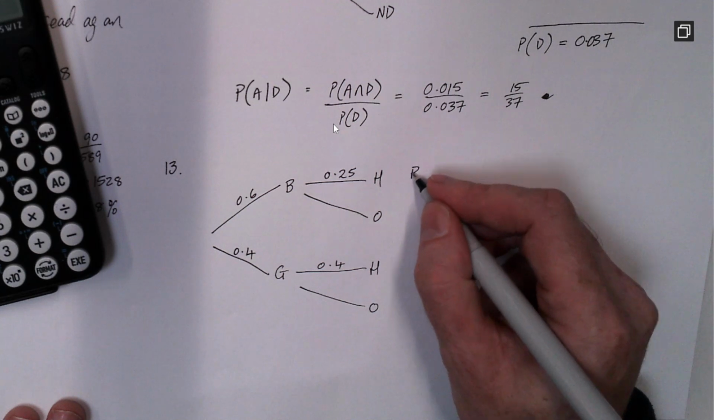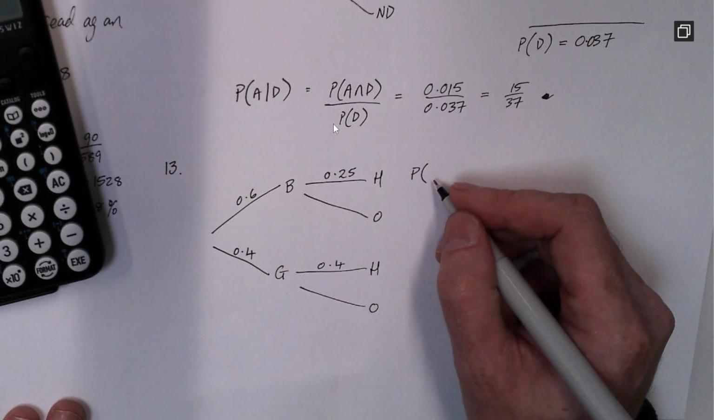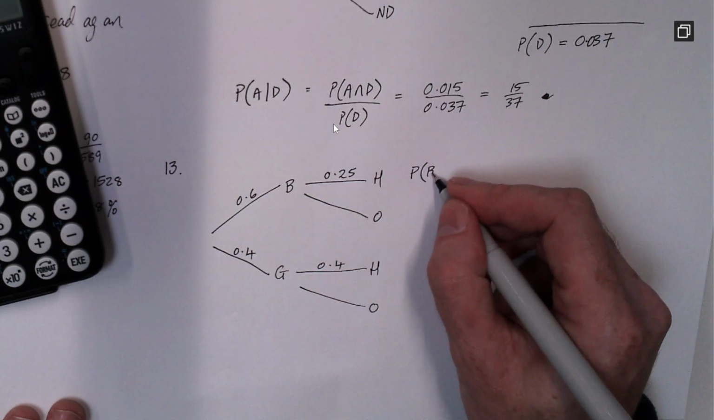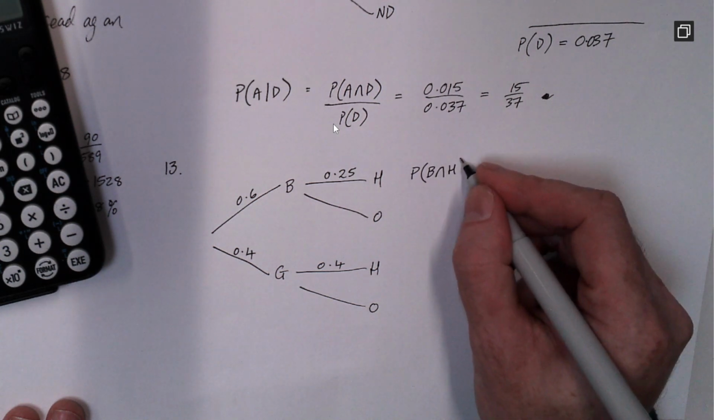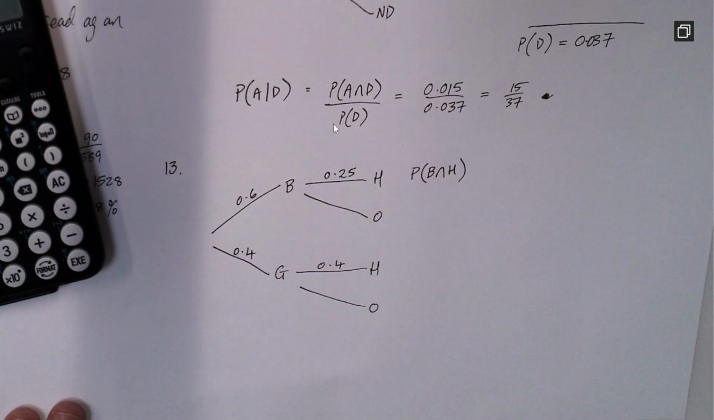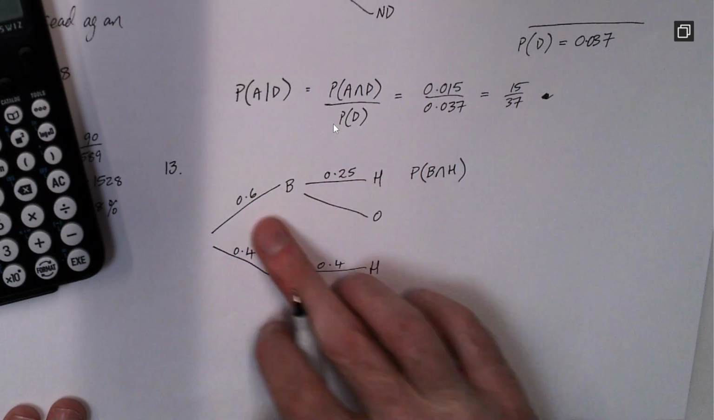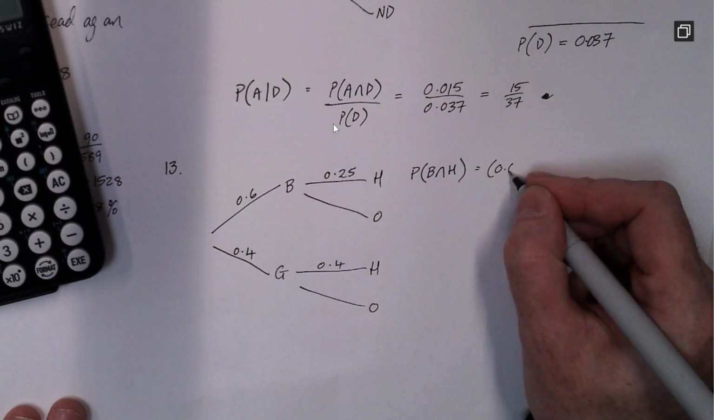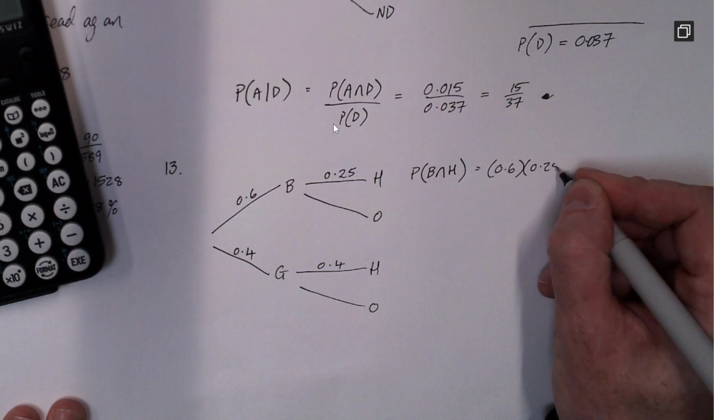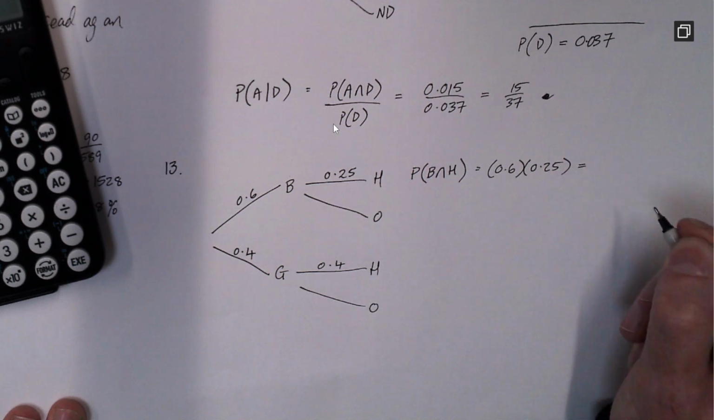So, that is a boy that studies higher level maths. So it's B intersection H. So you can see it on the tree diagram. So it's a boy that studies higher level maths. Okay, so it's 0.6 by 0.25.